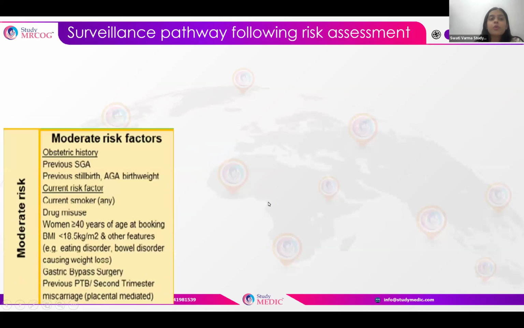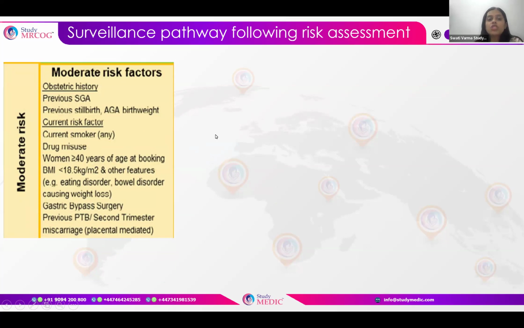Next comes the chance of moderate risk factors. Now, which are moderate risk factors here? Previous SGA is a moderate risk factor, not a high risk factor. Or previous stillbirth, where the baby was appropriate for gestational age. These two fall in the category of moderate risk. Again, this is for obstetric history.